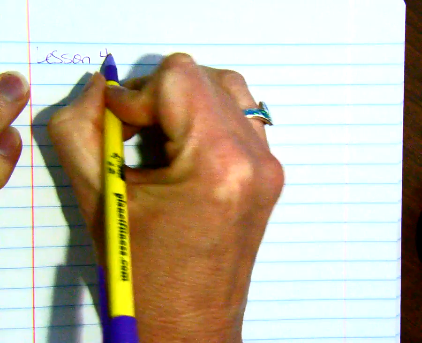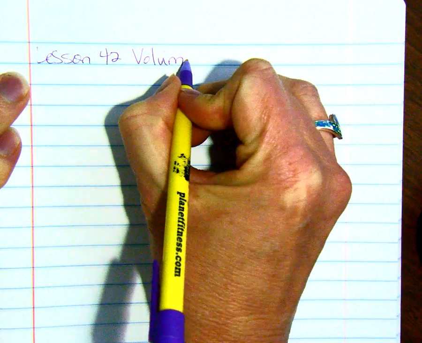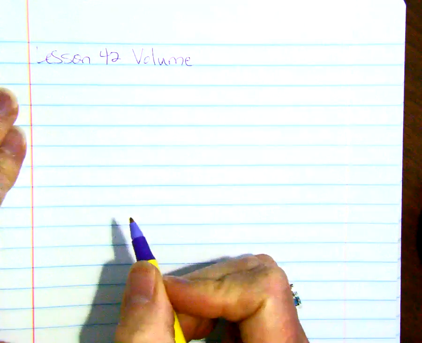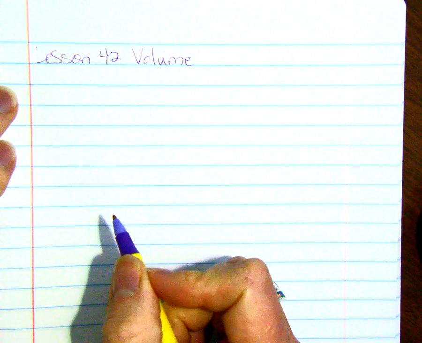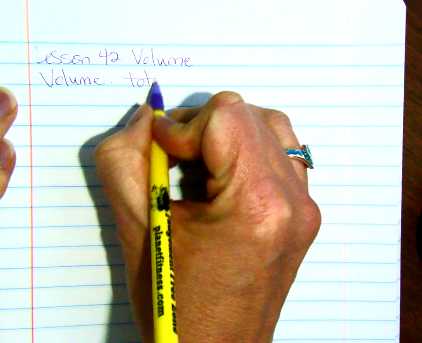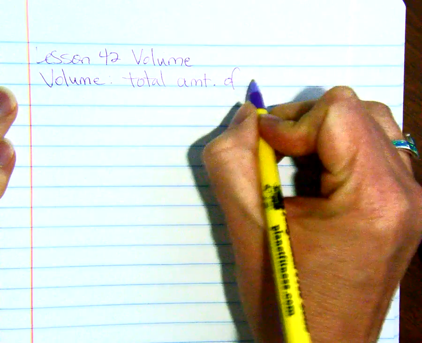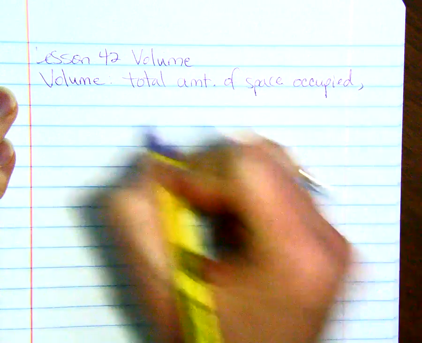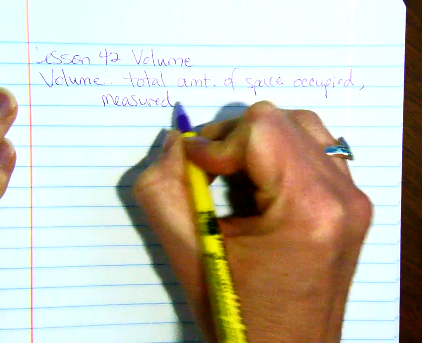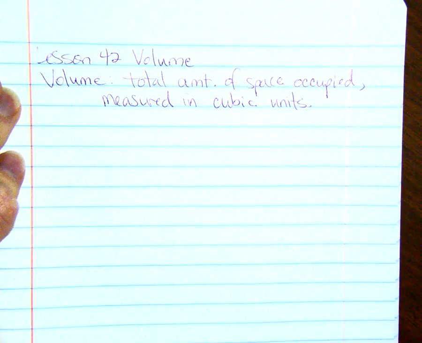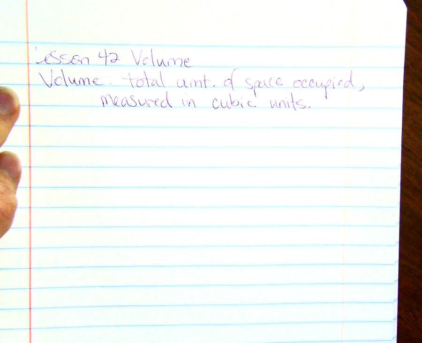Lesson 42, volume. Volume is just the total amount of space occupied, and it's measured in cubic units. Cubic units just means that whatever your units are, you're going to make sure that it's cubed.